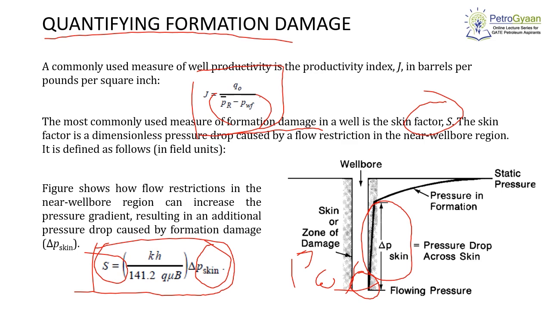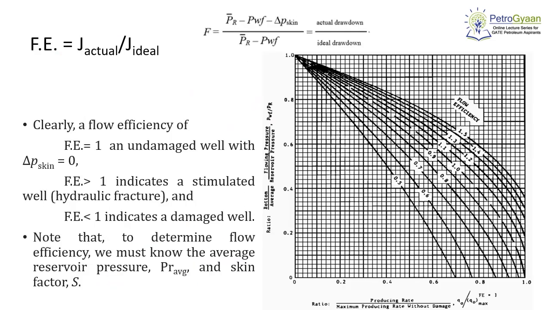Now here we introduce the flow efficiency. The flow efficiency is the measure of a well's productivity. Flow efficiency is defined as the ratio of actual productivity index to ideal productivity index. When the flow efficiency is equal to 1, it is an undamaged well.